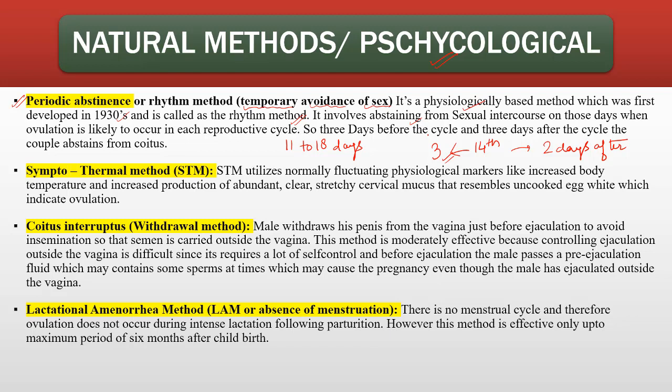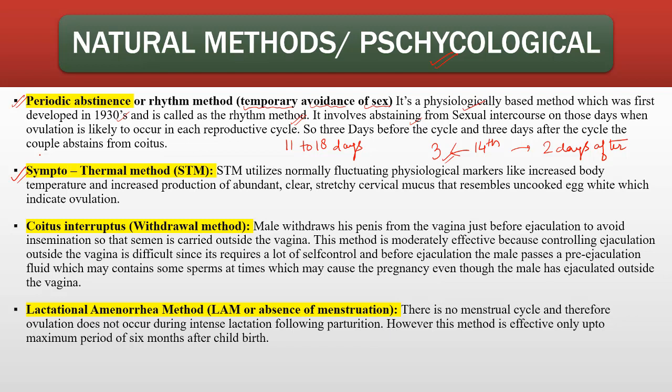The reason is the lifespan of sperm is 3 to 5 days maximally, ideally 3 days. And the ovum lifespan, ideally speaking, is 24 hours, or it can be 48 hours. So this is the periodic abstinence or rhythm method, or temporary avoidance of sex. Now the symptothermal method. The word symptom means there are some symptoms which give a clue to a female that it can be a date of ovulation.